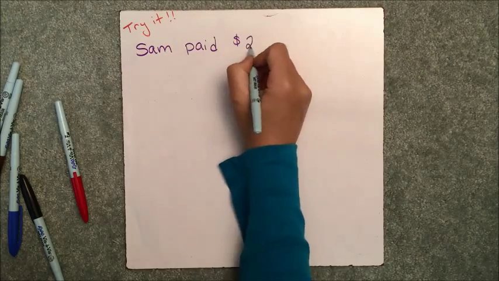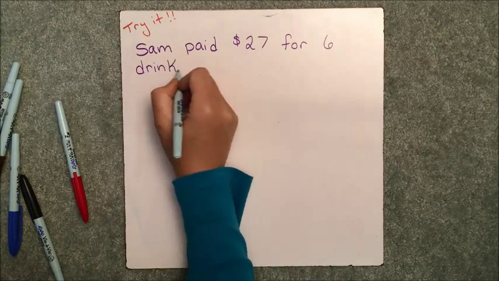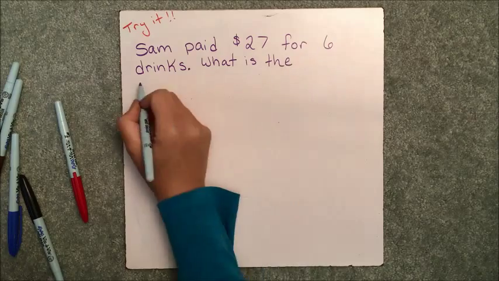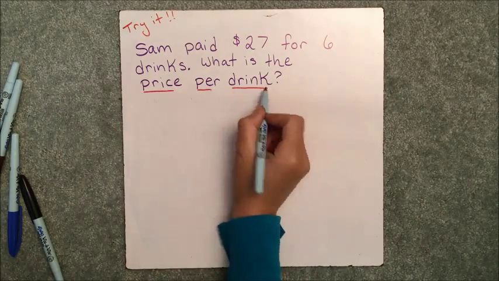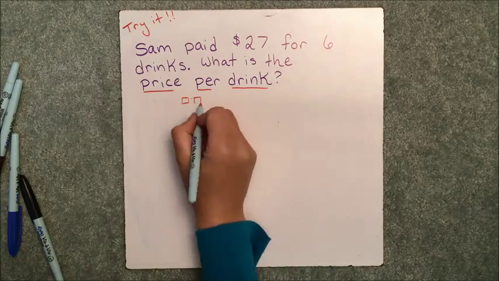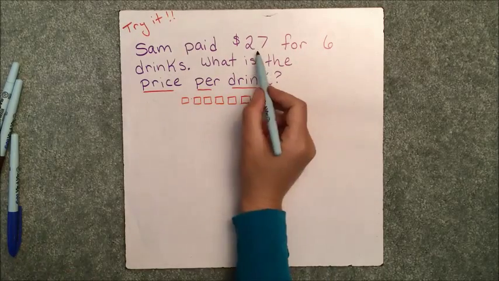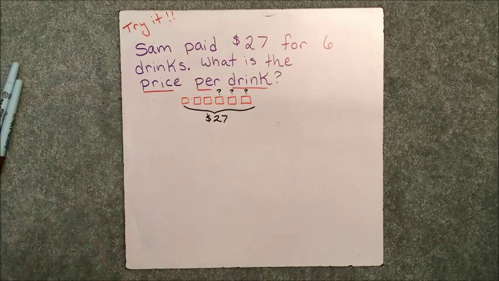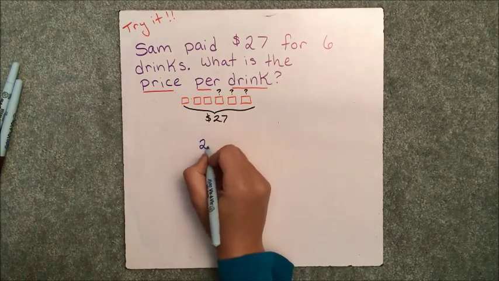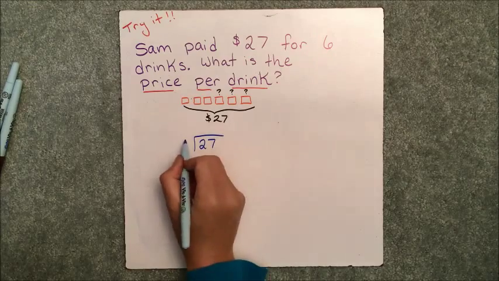If Sam paid $27 for 6 drinks, what is the price per drink? So again, know what you're looking for. We're looking for the price per drink, and draw a diagram. It makes it easy to visualize what you're trying to do. So our problem setup is going to be that $27 divided by 6. And again, pause here and try to solve the problem on your own, and then come back and check the answer.